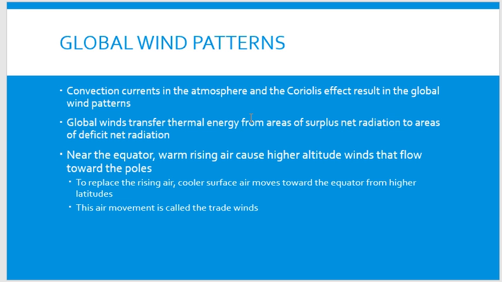so north or south pole. Okay, so to replace the rising air, the cooler surface air moves towards the equator from the higher latitudes closer to the poles, and that's called the trade winds because it's trading. The warm air is going to the poles, the cold air is coming from the poles back to the equator.